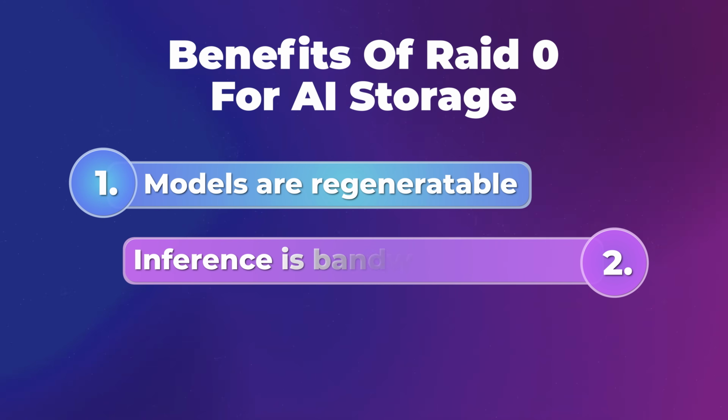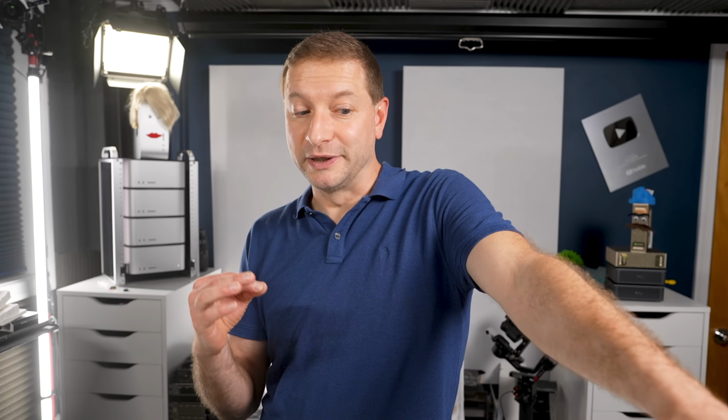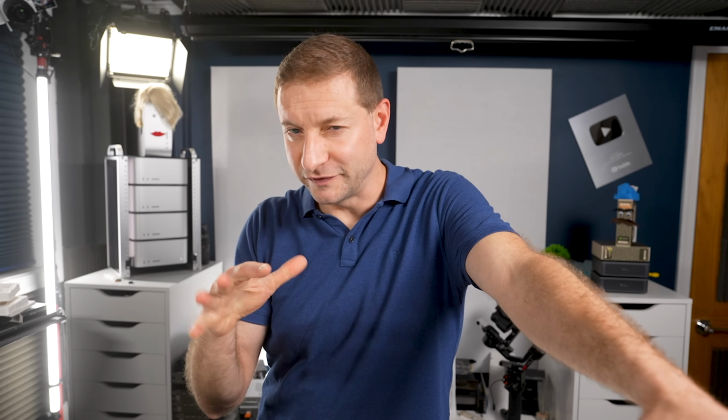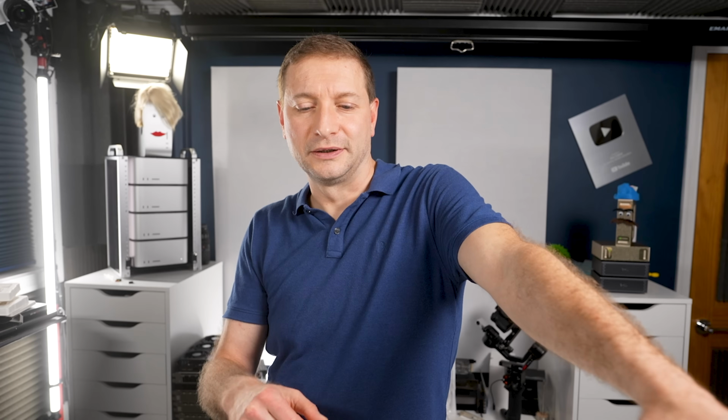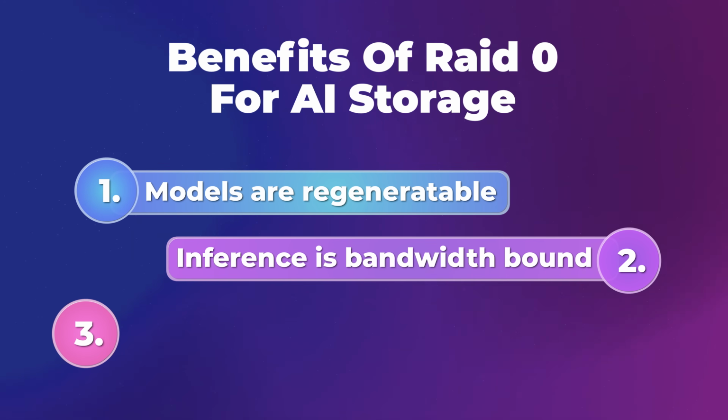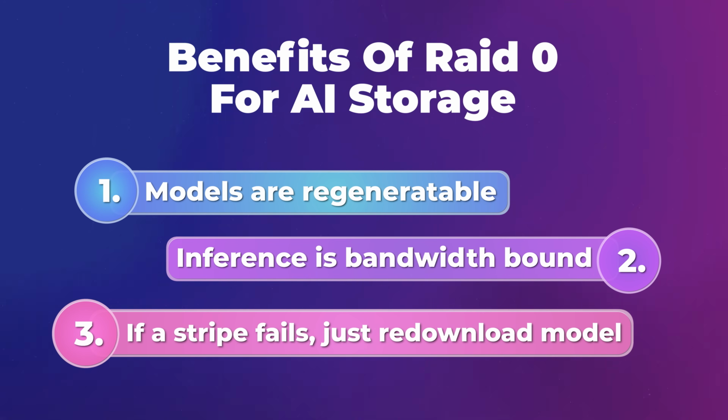Two, inference is bandwidth bound. So loading a 70 billion parameter model into VRAM means moving 40 gigs through the storage controller as fast as possible. We saw that the internal drive gets up to 15,000 megabytes per second. RAID 0 with 4 drives should theoretically give you more than that. I'm about to try that. And three, I already mentioned, if a stripe fails, you just re-download the model. For video projects or photos, don't do that. You want to use RAID 5 or 6 for that. Those files are irreplaceable. So models, that's fine.